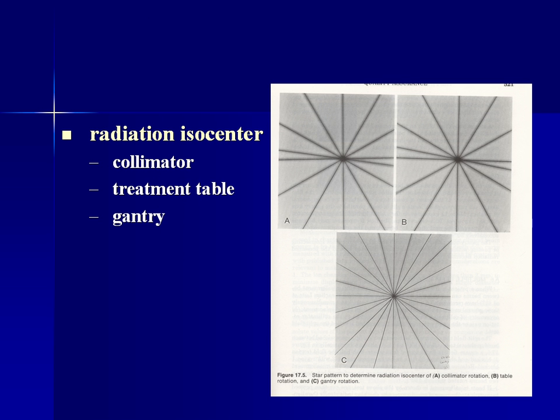Once we know that, we do what we call spoke shots. For instance, we narrow the collimator and put a piece of film between two pieces of solid water, and we stand it upright. We shoot a narrow beam around with gantry rotation, another time with collimator rotation, and another time with couch rotation. What they should show is that these all converge to a point in the middle here.